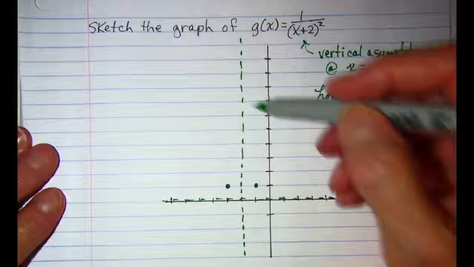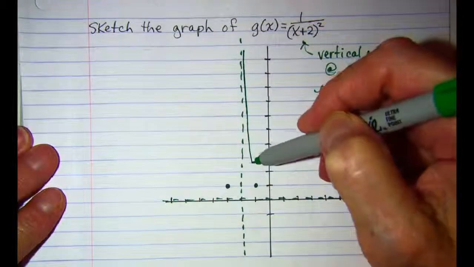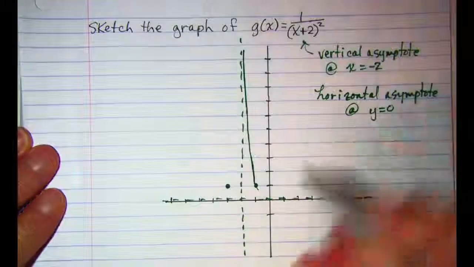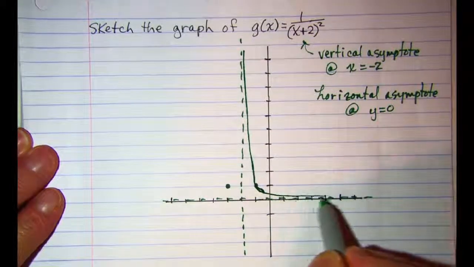And then in a sketch of the graph, we're going to be asymptotic to our vertical asymptote, and asymptotic to our horizontal asymptote.